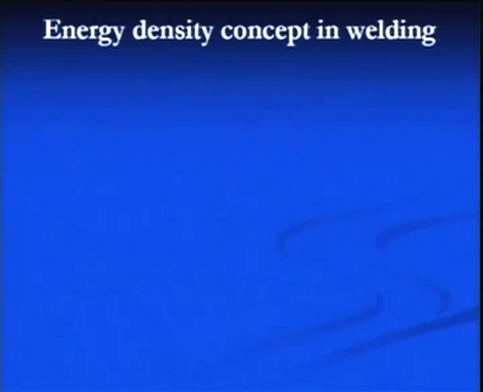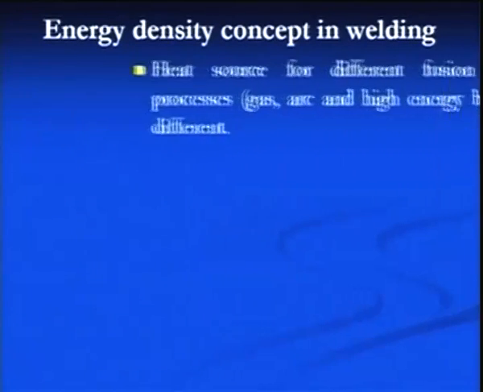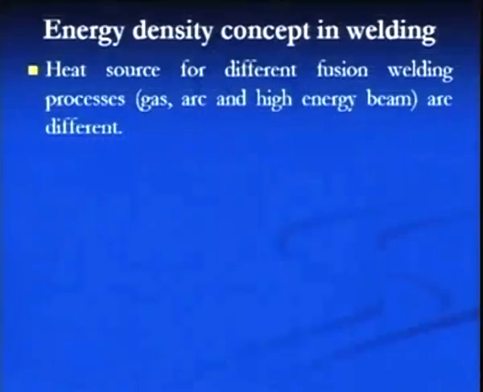In welding processes, normally a heat source is used for joining purposes, and joints are produced by fusion of the base metal. The heat sources for the different fusion welding processes are different. Like in gas welding, it is the gas flame which is used, then the arc in arc welding processes, and high energy beams like electron beam or lasers are used in the high energy beam based welding processes.